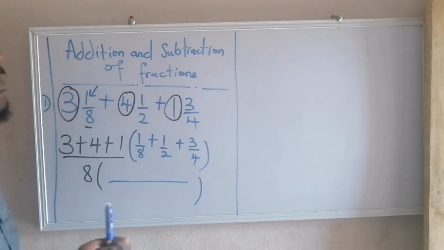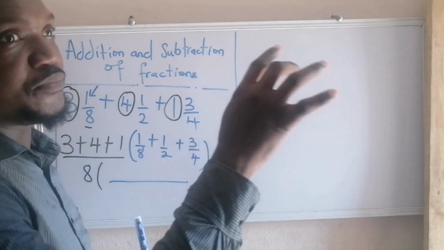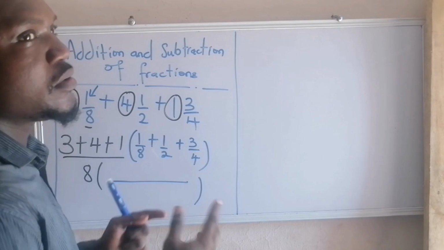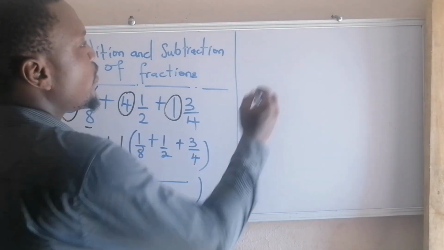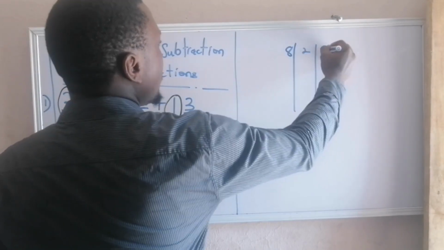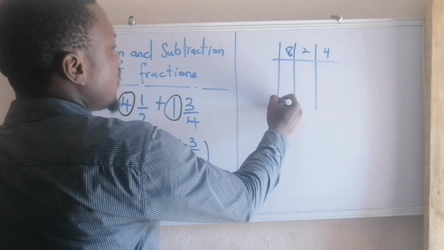And if you don't know how to solve for the LCM of numbers, you can check this channel, you will see a lot of videos I've done on how to find the lowest common multiple. So you want to look for the LCM of 8, 2, and 4. You just write 8, 2, 4. Once you have done that, you start with a common factor, the least common factor.